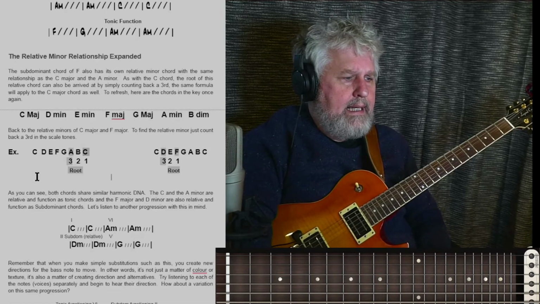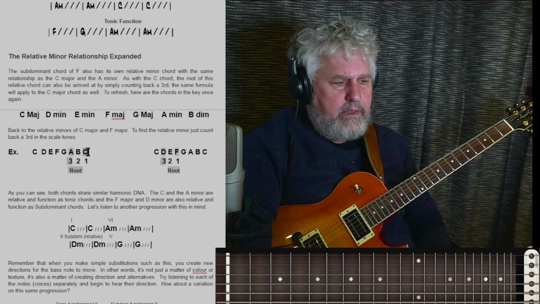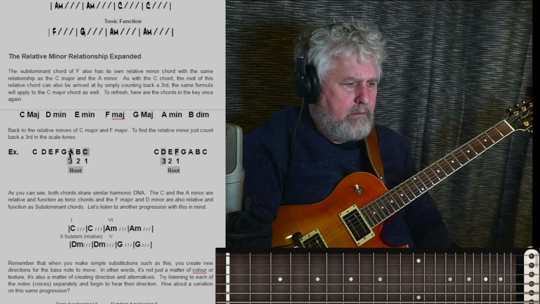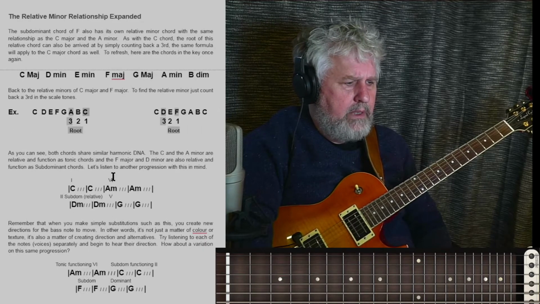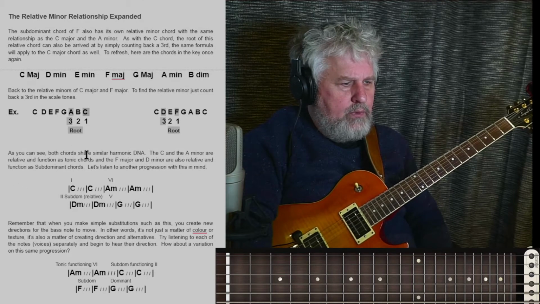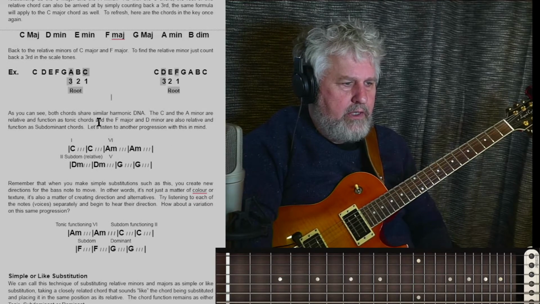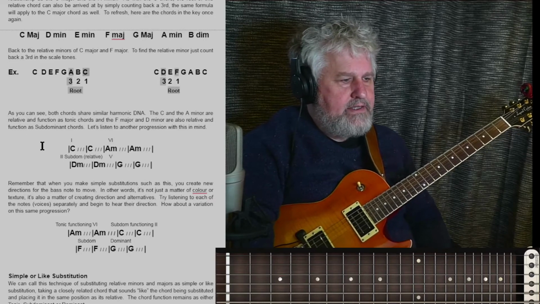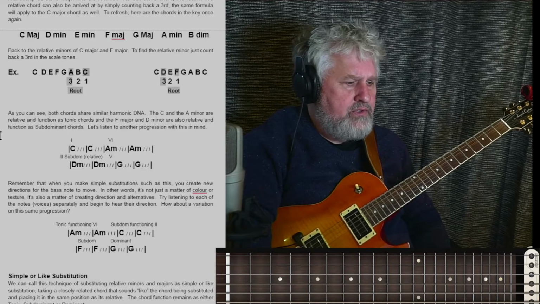Here I've written it out. C going down to A, where the relative minor, and F going down to D, which is the relative minor. As you can see, both of these pairs share similar harmonic DNA. The C and the A minor are relative and function as tonic chords, and the F major and D minor are also relative and function as subdominant chords. So the C and the A function as tonic sounds, and the F major functions as a subdominant sound.